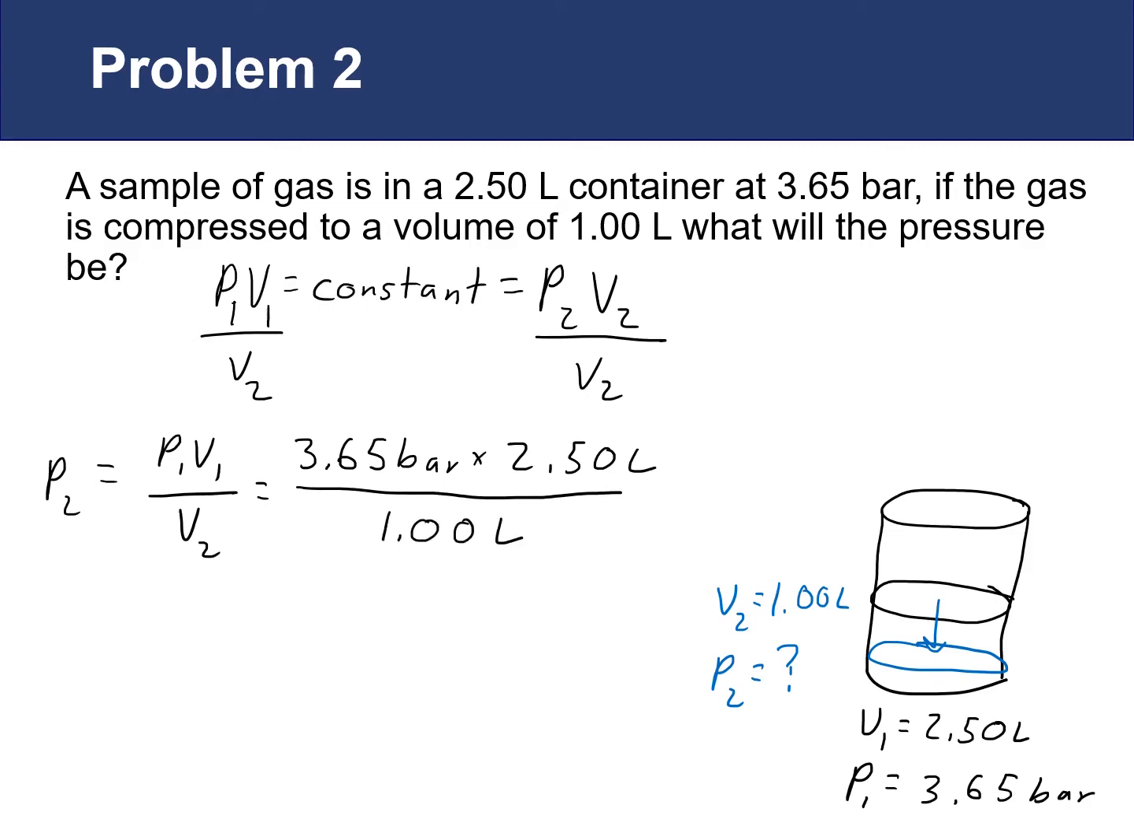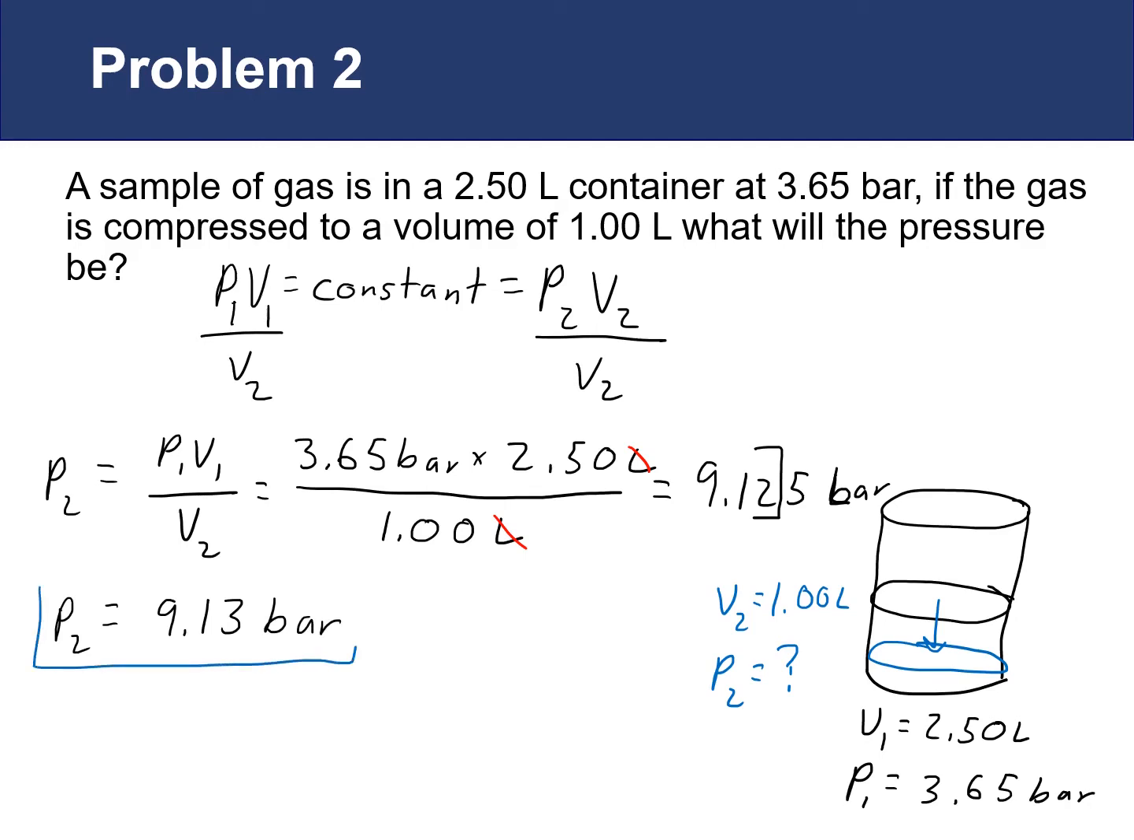If you plug that into your calculator, you will get 9.125 bar. Our liters cancel out, and so we should have units of bar. Each one of these has 3 significant figures, and so our end answer, P2, would be 9.13 bar. That would be our end answer for this problem.